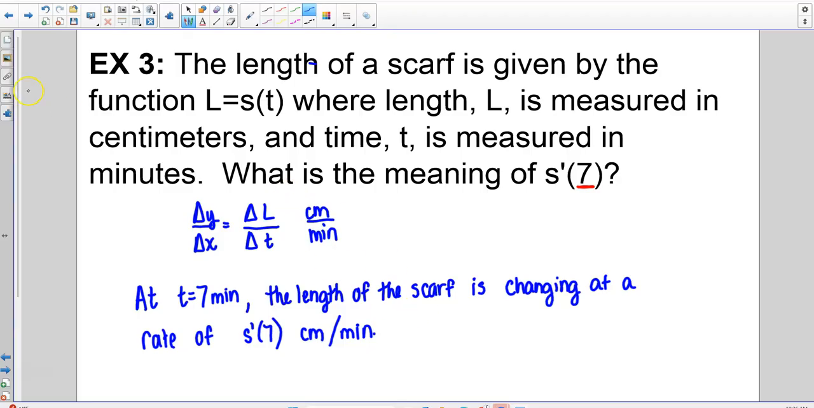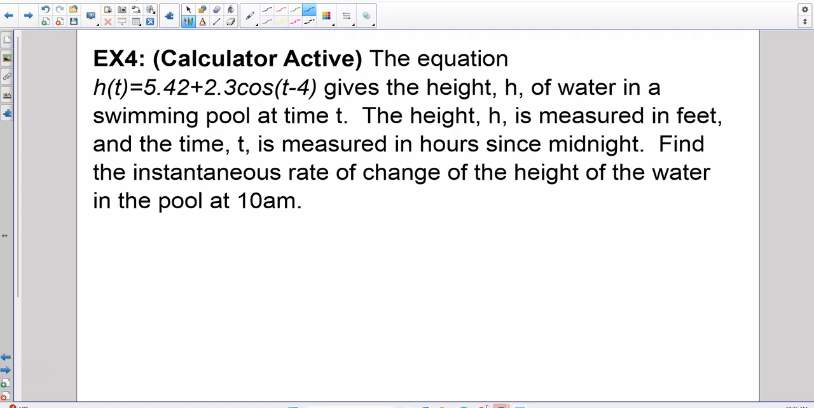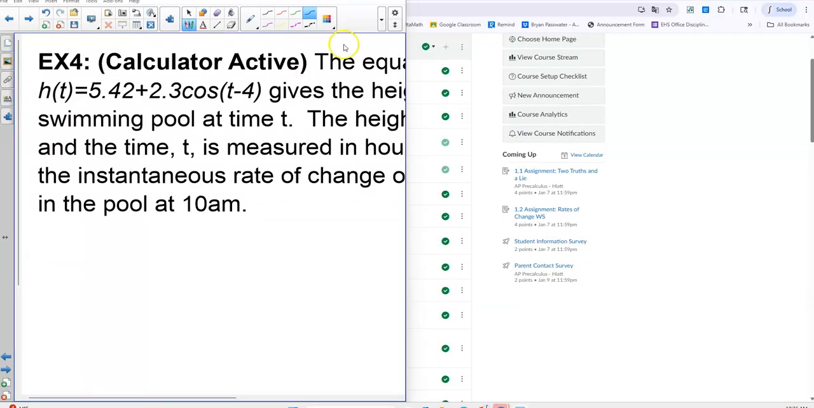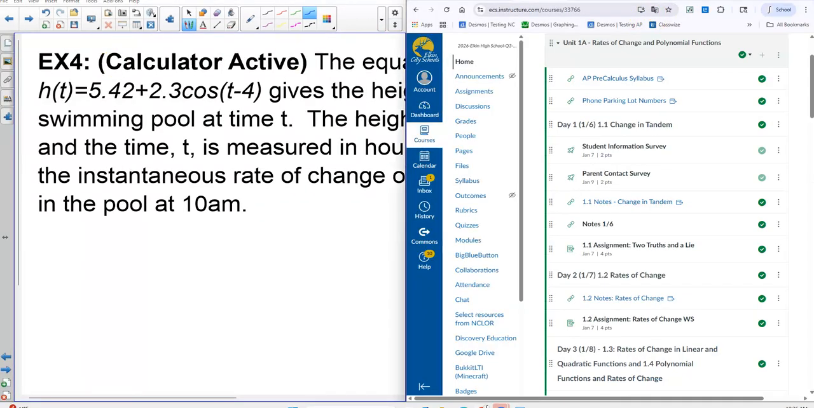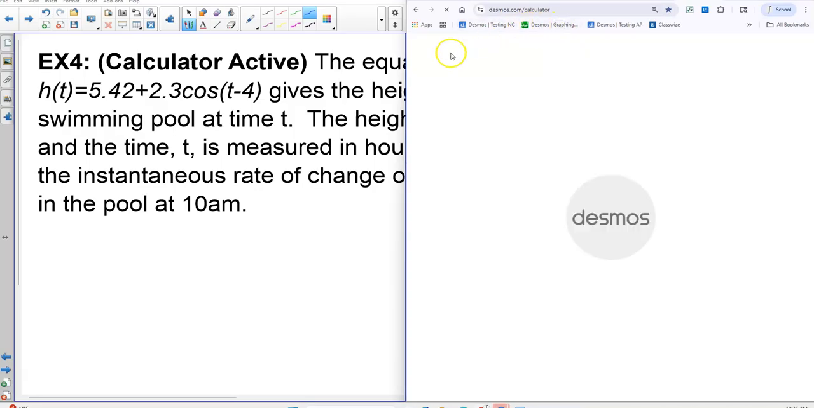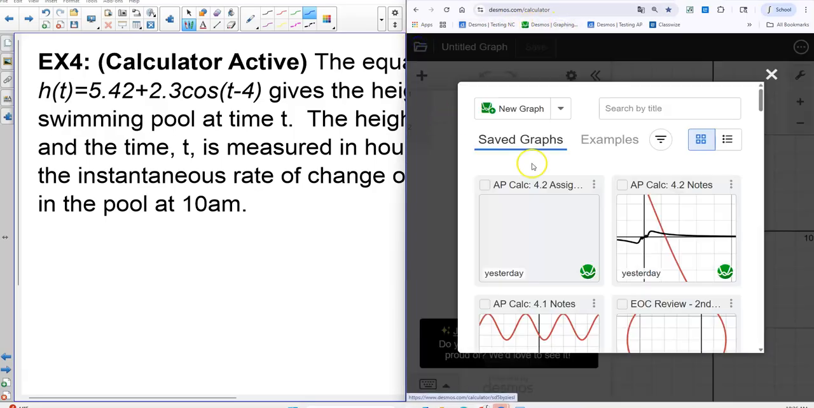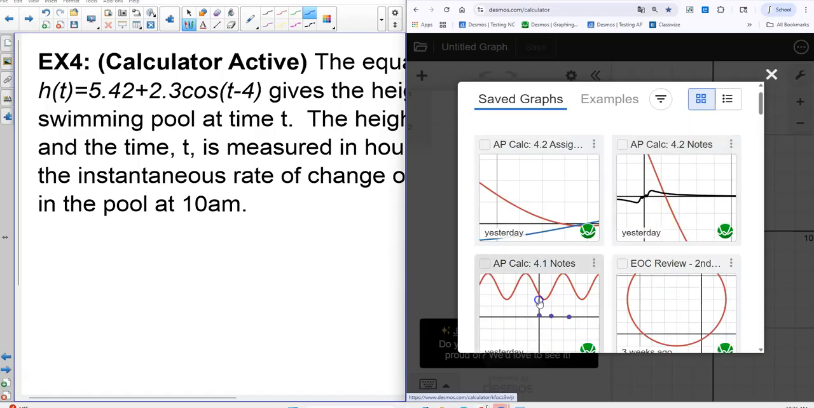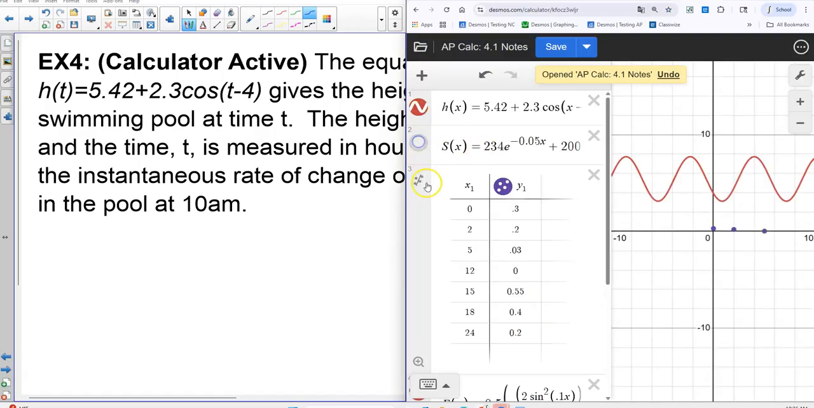All right, let's keep going. This one is calculator active. It is, in fact, going to require us to do a little bit of work. You don't necessarily have to get out your computer for this. It's pretty basic, any graphing calculator does most of the work. I think I even tried to do, let's see if I did this for this one. I made myself a Desmos where it's already typed in here.